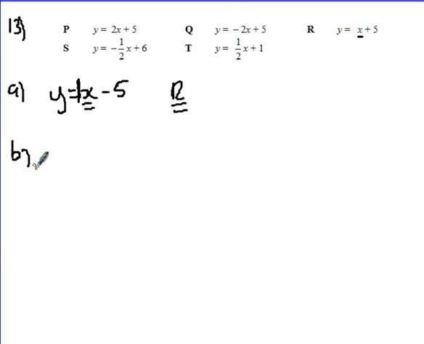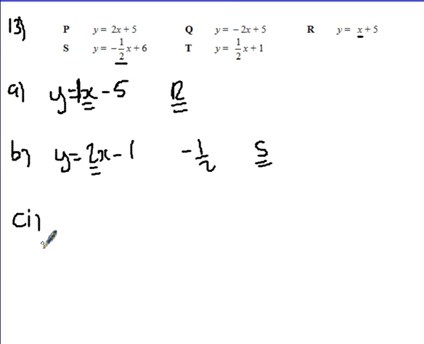B. Write down the letter of the line that's perpendicular. So perpendicular means the opposite gradient. Well, the gradient of this is 2. So the opposite gradient will be the reciprocal with a minus, so it's 1 over 2 and the minus there. So which one has that? It's this one here, which is S.